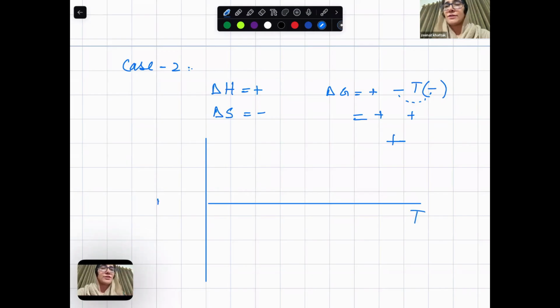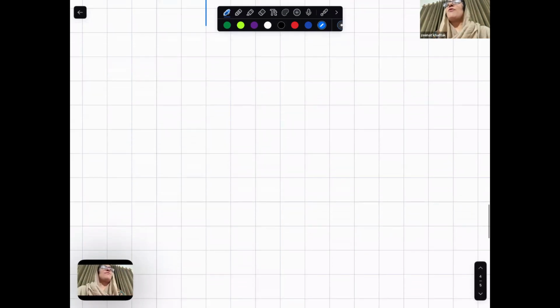Now its graph is the total opposite, a reflection of the upper one. This is temperature, with zero and plus. So the more the temperature, the larger the positive. Not possible at any temperature. Next, if both are positive, look now.